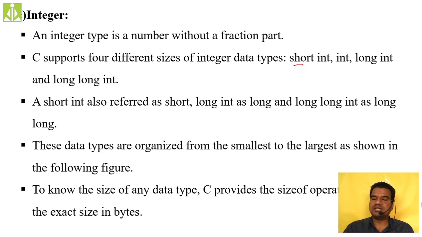The first type of integer what we have? The short integer. Then we have integer. Then we have long integer, and finally the long long integer. So likewise, we have 4 different types of integers in our programming: short int, int, long int, and long long int. To have a clear understanding, instead of writing short int, you can only write short.